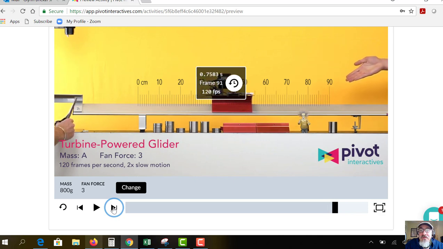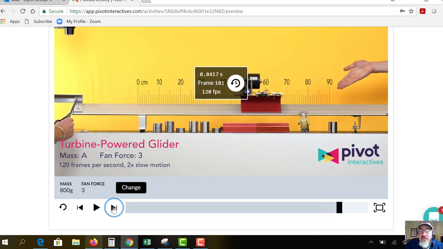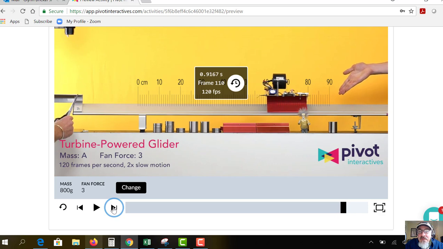Now we don't want the person's hand to touch it. So maybe right about, I'll just stop it at a nice convenient spot. Okay, so that looks like about 80 centimeters. I'm looking at the leading edge here. 80, it's here, 81, 82 centimeters in 0.9333 seconds. And it's accelerated the whole time. So we can use kinematics to figure out what the acceleration is. Let's see how we can do that.